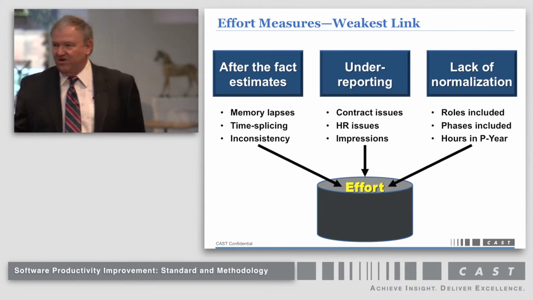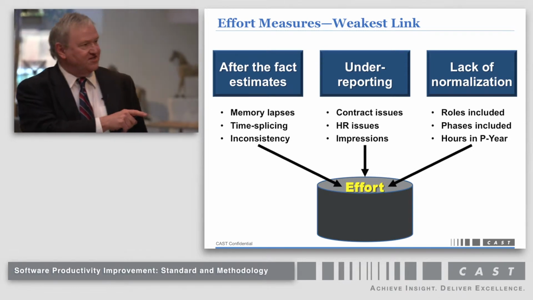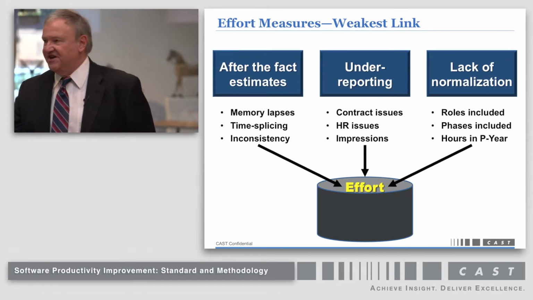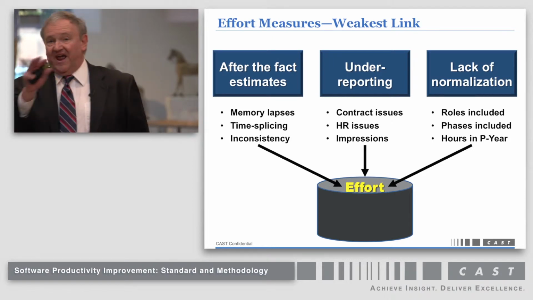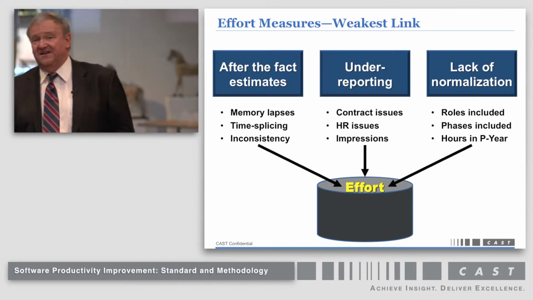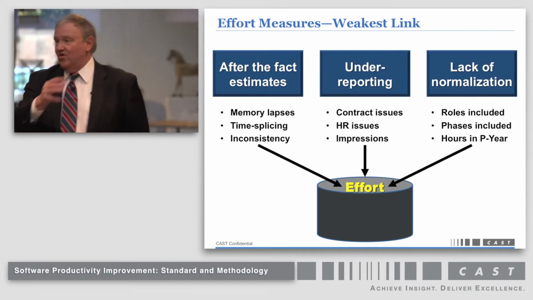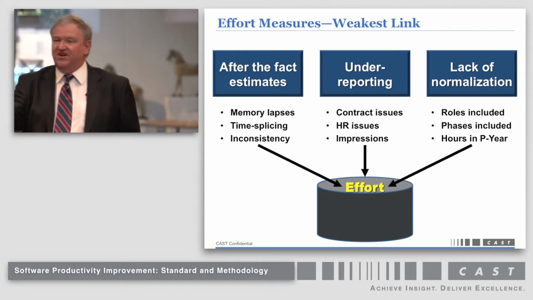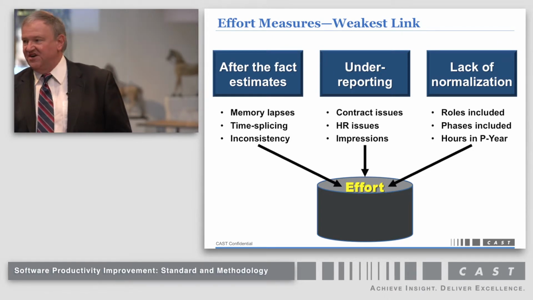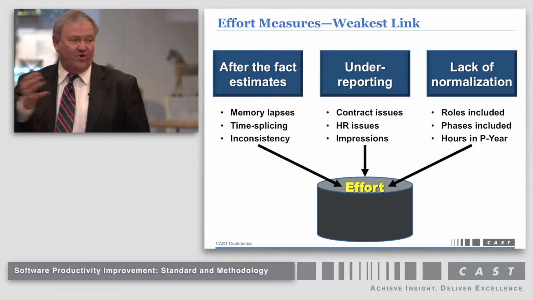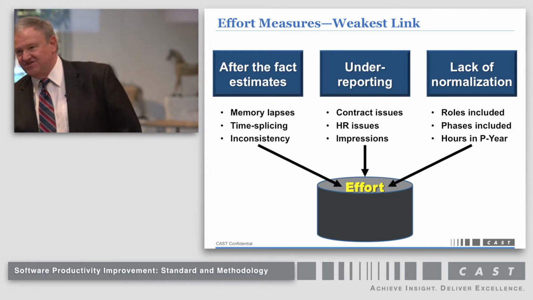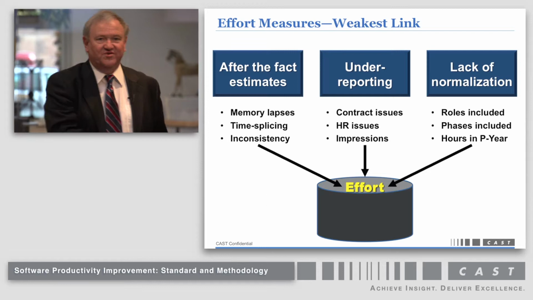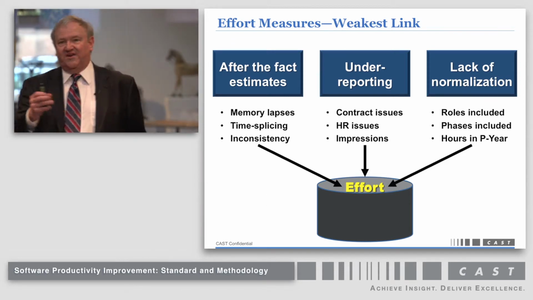What phases were included? Did you include requirements analysis? Did you include acceptance testing? What actually was, and how many hours per person year? When I worked at ITT years ago, we had to normalize across all our different centers in different countries because they had different numbers of hours in a person year. Right? It's 2,000 in some countries, it's 1,600 in others. So we had to go back.